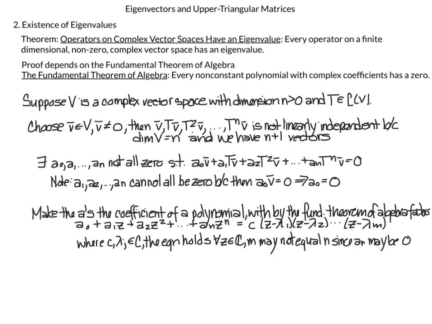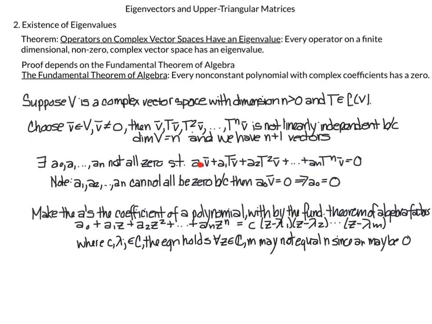Oh, and I should note, the c over here and all these lambdas are complex numbers, they're scalars. And the equation here holds for all complex values z. And last, this m for our lambda m may or may not be equal to this n, our last a sub n z to the n, because our an might be equal to 0.